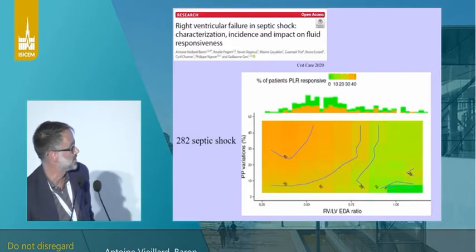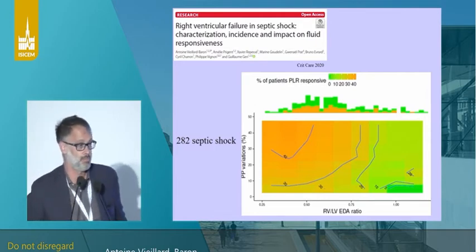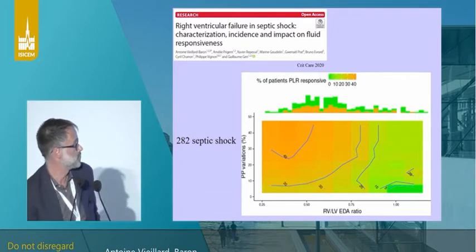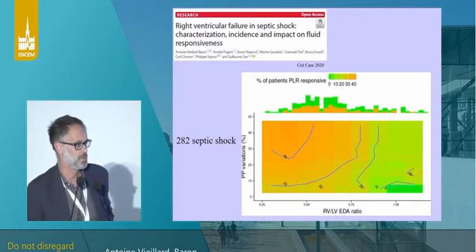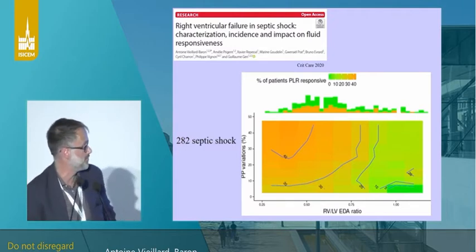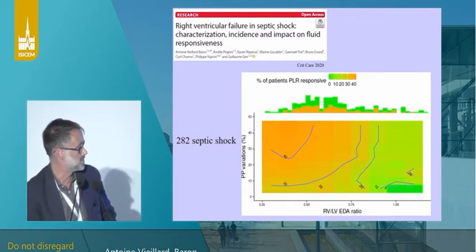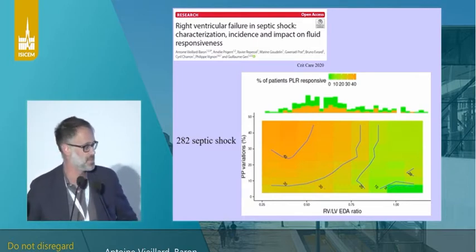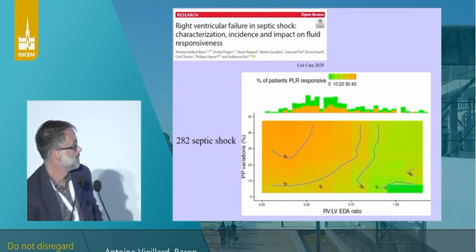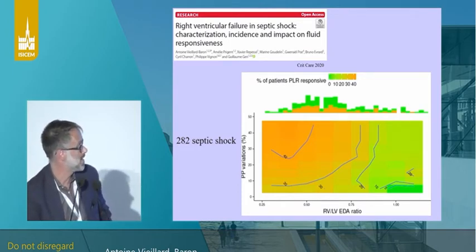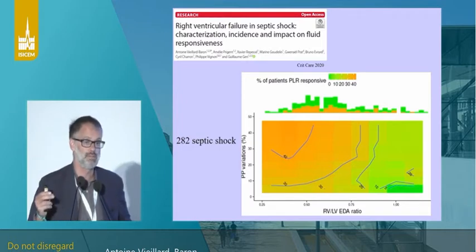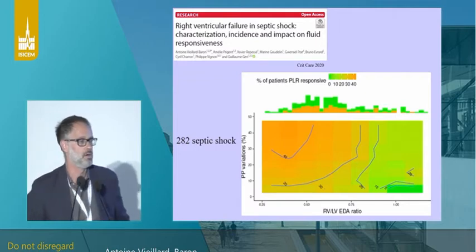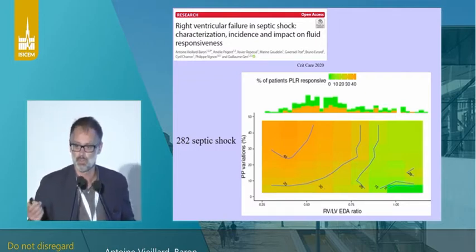The second point is the recent study we published with my group. It's a little bit complicated figure, I will try to explain it very briefly. You have here on the x-axis the size of the RV, and on the y-axis the pulse pressure variation, and I will discuss a little bit later about that. The greener the color, the less likely the patient is to respond to a passive leg raising, so a reversible fluid challenge, and the more orange the color, the more likely the patient is to respond to the passive leg raising.